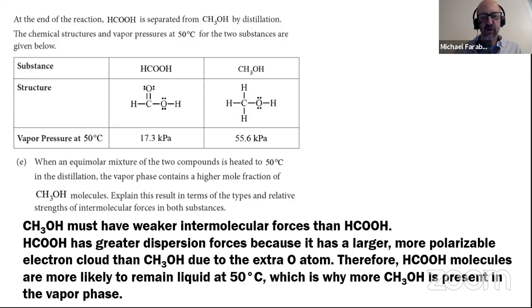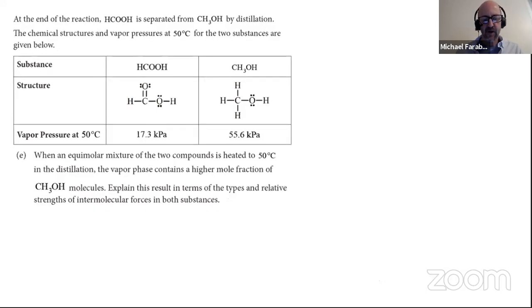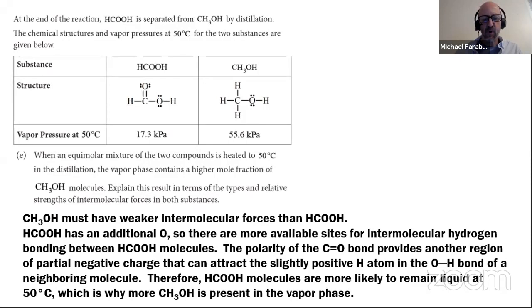HCOOH has greater dispersion forces because it has a larger, more polarizable electron cloud due to the extra oxygen atom. Or the polarity of the C=O bond in the HCOOH molecule provides another region of partial negative charge that can attract the slightly positive H atom in a neighboring molecule. So again, extra opportunities for forming hydrogen bonding interactions.